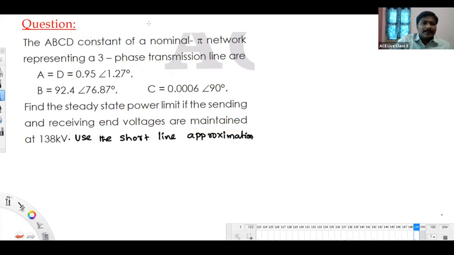The ABCD constants of a nominal pi network representing a three-phase transmission line are A equal to D, 0.95 at an angle 1.27 degree, B same, C same numbers. Find the steady state power limit if the sending end and receiving end voltages are maintained at 138 kV. Use the short line approximation. Short transmission line approximation we have to use here.